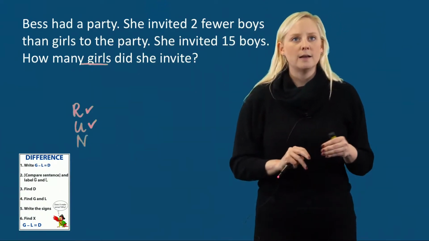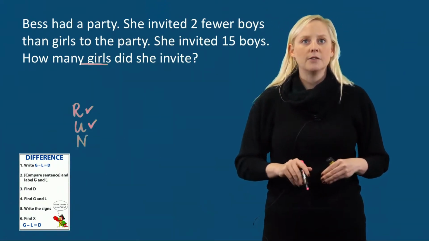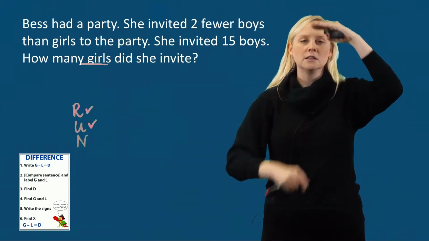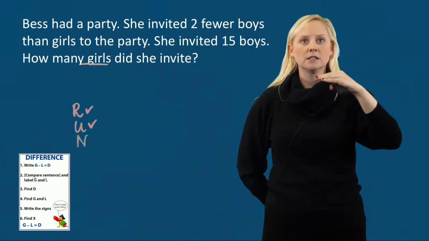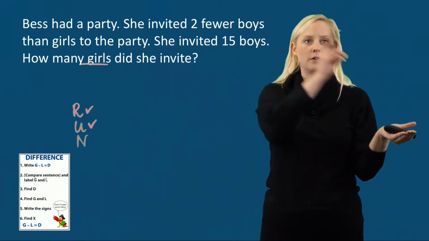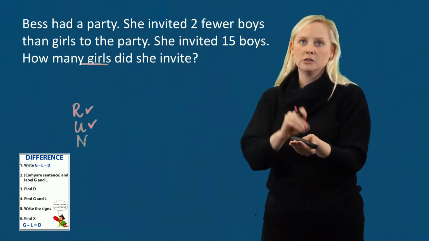The N stands for name the problem type. I need to ask myself, am I putting parts together for a total? Am I comparing 2 amounts for a difference? Do I have a starting amount that increases or decreases to a new amount? And in one of our programs, we ask students, do we have groups with an equal number in each group?